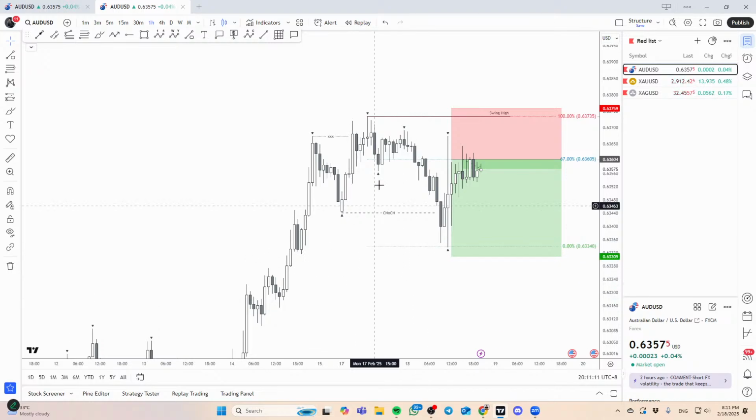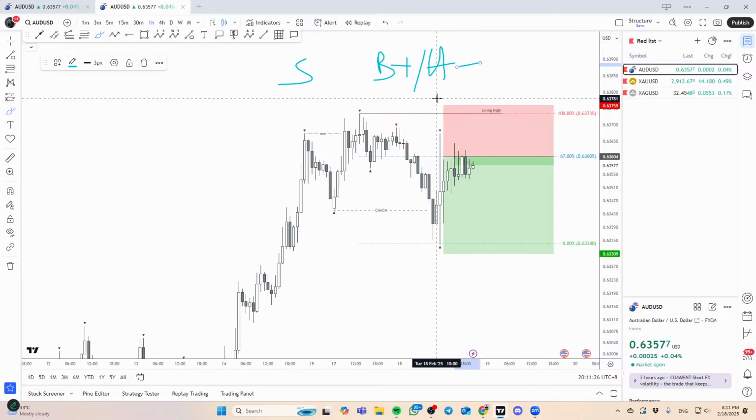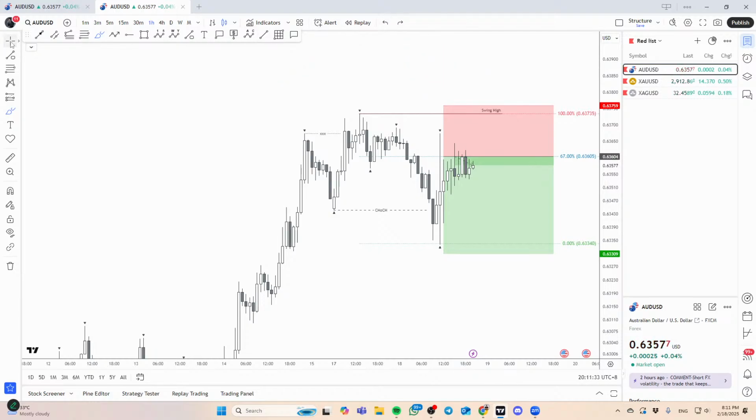If I'm going to grade my setup, the best setup is going to be S tier. This one will probably be more like a B plus or A minus kind of setup tier. Not the worst, not the best, but it's still a valid one. Because at the end of the day, it's all about probability.